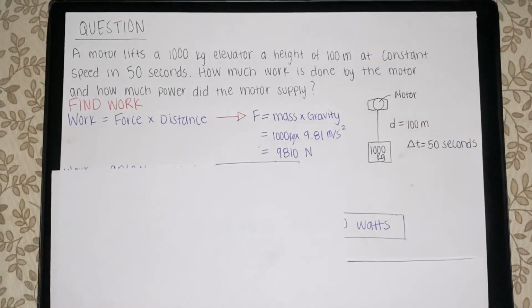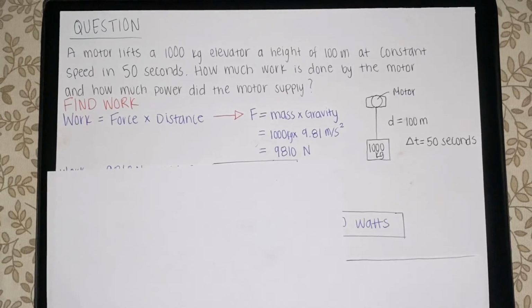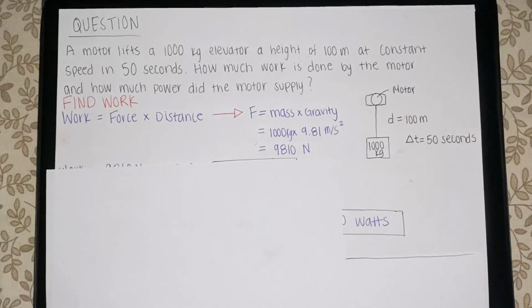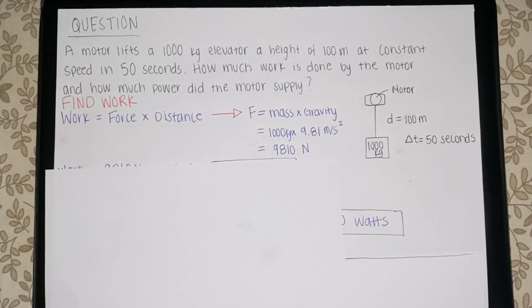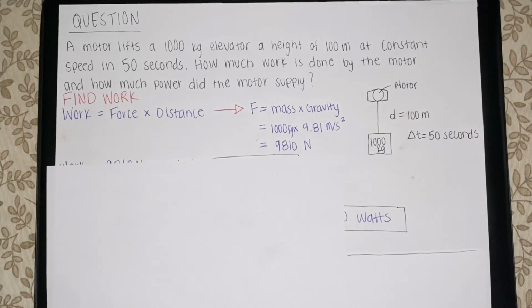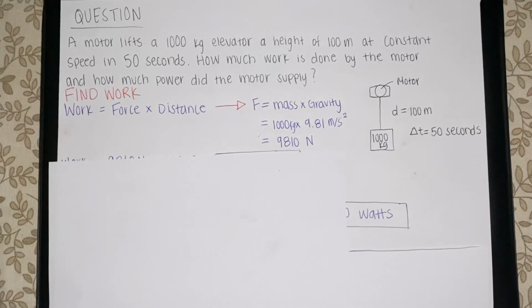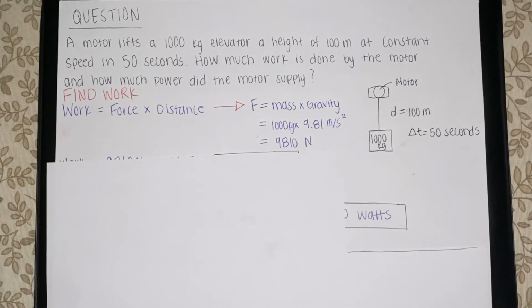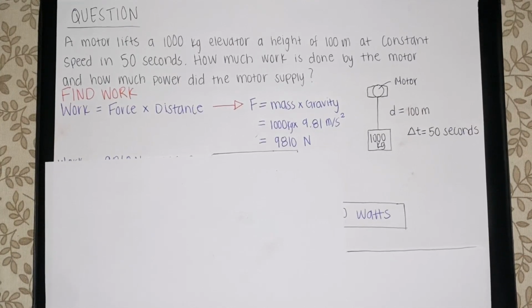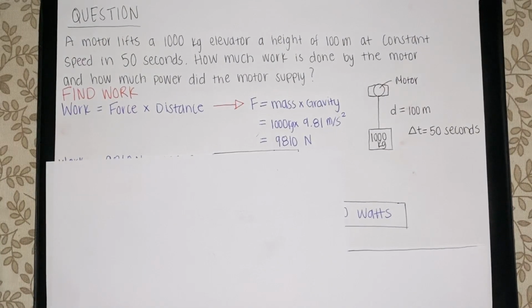So the first thing it's asking us is to find work. And we know work equals force times distance. But we know we have distance, which is 100 meters. What we don't have is force. We could find force by getting F equals m times g, which is mass times gravity. We know mass of the elevator is 1,000 kilograms, and we know gravity is 9.81 meters per second squared. When you multiply both, you end up getting 9,810 newtons.